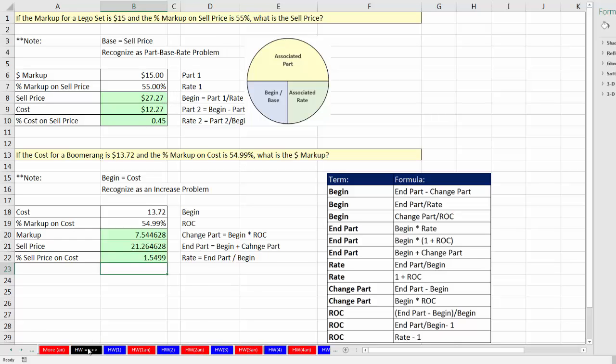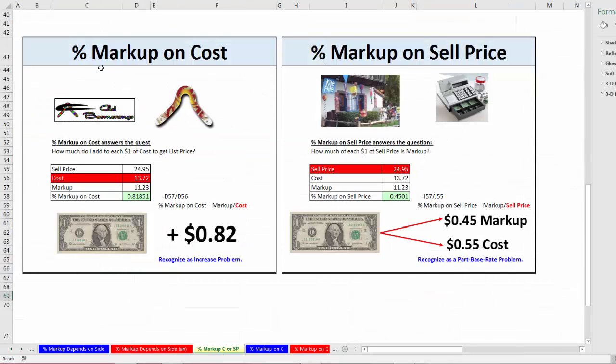All right, so that's a lot of fun with markup on cost, markup on sell price. There are some homework problems. There's 6 homework problems for you to practice. And very importantly, we talked about percentage markup on cost. We look at the formulas for those. That's what the manufacturers and the distributors use. Markup on cost represents, hey, how much to add to that $1 of cost to help us get our sell price. And the percentage markup on price, retailers like to think about those dollars coming into the cash register. For every $1, which part is markup and which part is cost.